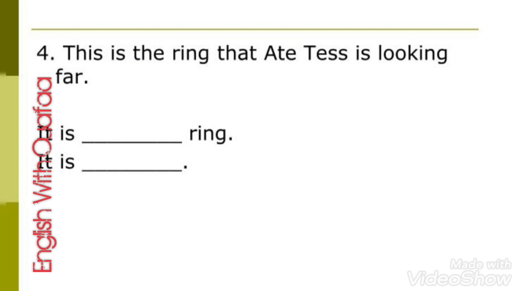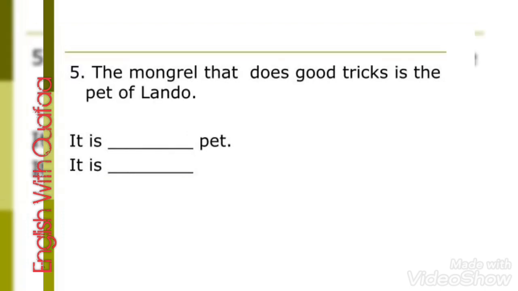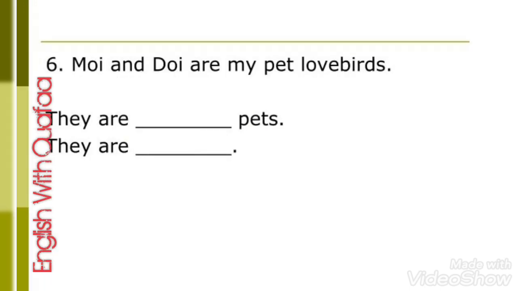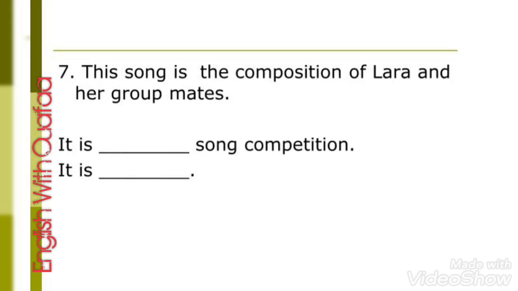The same for number four: this is the ring that Atess is looking for. Again, you have to give the right possessive pronoun. Number five: the monkey that does good tricks is the pet of Lando. Again, you read it carefully and you give the right answer. I'm sure that you can do it. Moi and Toi are my pet lovebirds. Okay, again, you read number six and you put the right possessive pronoun.